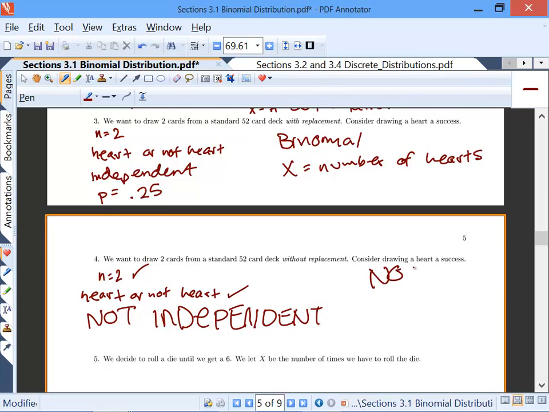So, not binomial. Notice as soon as one thing broke down, it was no longer binomial. Now, it's not independent. Also, what's going to happen to the probability? Is the probability of drawing a heart constant? No. And usually, if the probabilities change, that means that they are dependent. And if they're dependent, then that usually means that the probabilities will change.